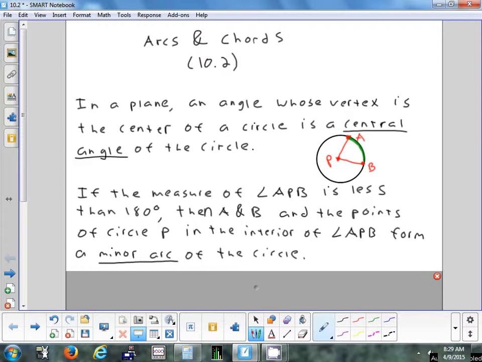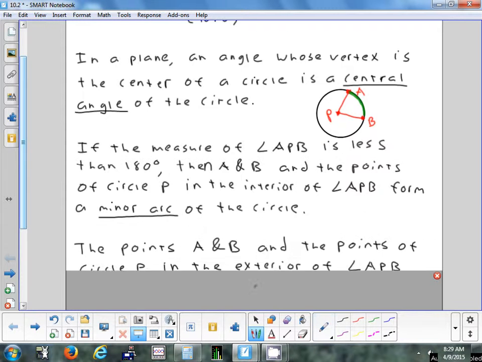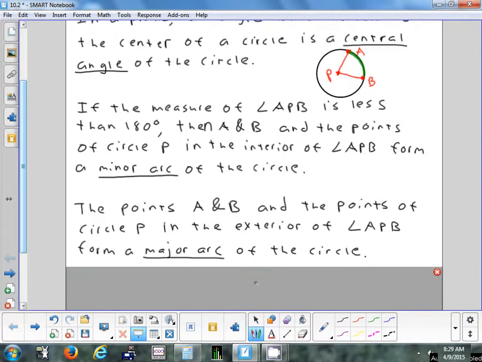In this picture, there's two arcs. There's a minor arc, and then there's a bigger one on the outside. Anybody have a guess what that one's called? It's not a minor arc. Yeah? Major arc. Yeah, we have a major arc. So we'll get to that right now.